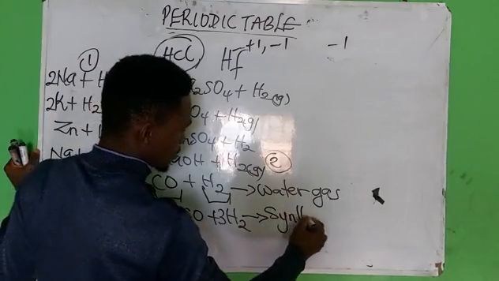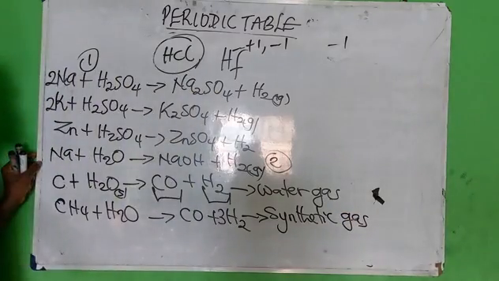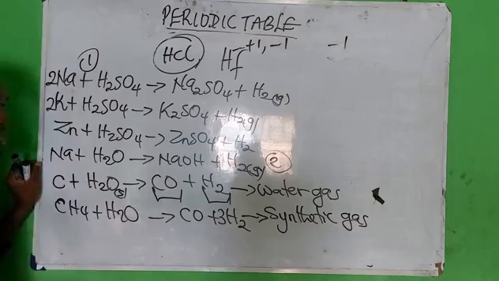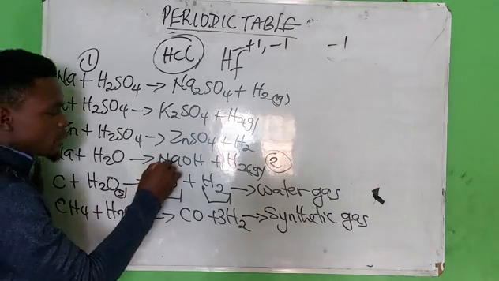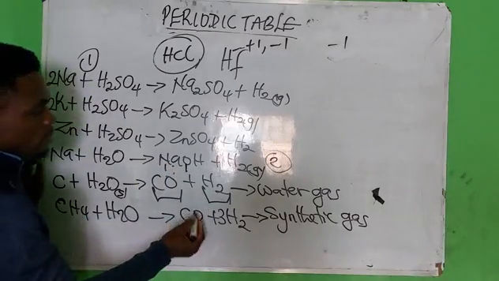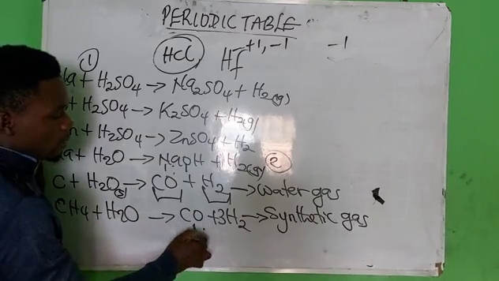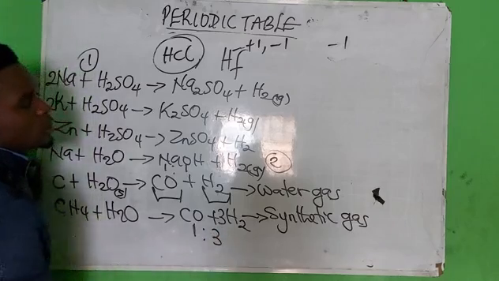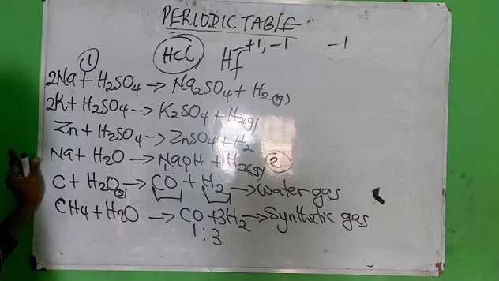So this one is called synthetic gas. The difference between water gas and synthetic gas is that in water gas, carbon(II) oxide is in ratio 1 to hydrogen gas in ratio 1. But in synthetic gas, carbon(II) oxide is in ratio 1, but hydrogen gas is in ratio 3. That is the difference between water gas and synthetic gas. Please take note of that. It is very, very important.